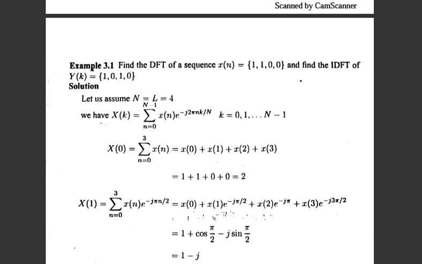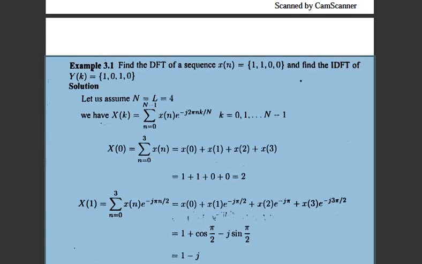In our previous slide we have seen this math, which is to find the DFT sequence of this one and find the IDFT of this. Here we need to apply DFT to convert x of n into x of k, because x of n is the time domain and x of k is the frequency domain. And here we have yk, which is in the frequency domain, and we need to transform it into the time domain. That is why we have used the IDFT.